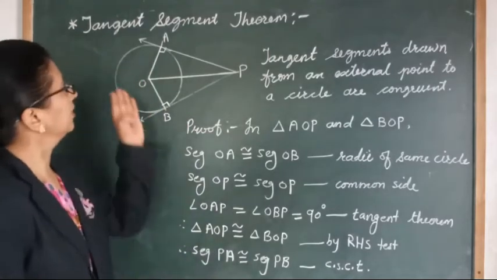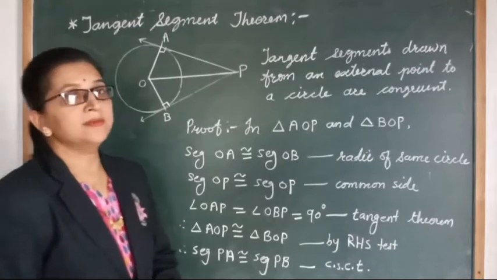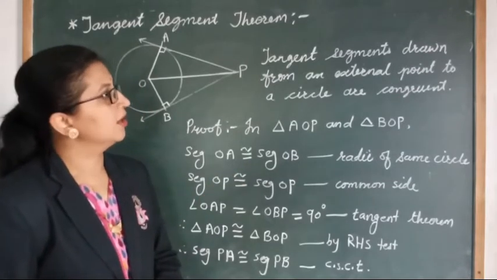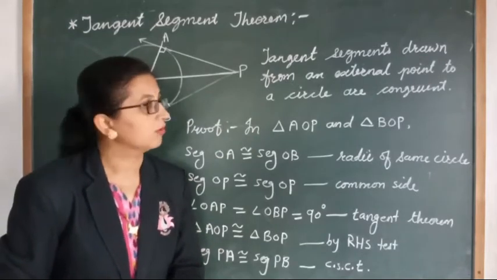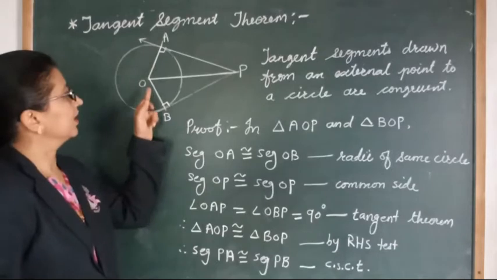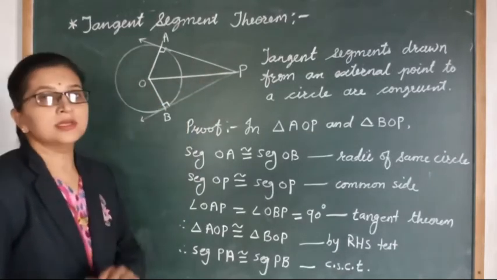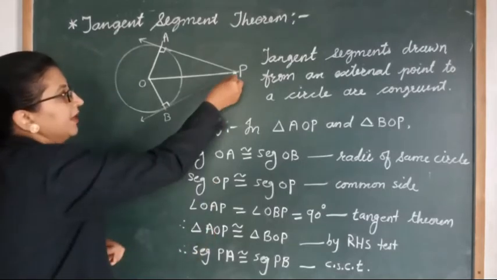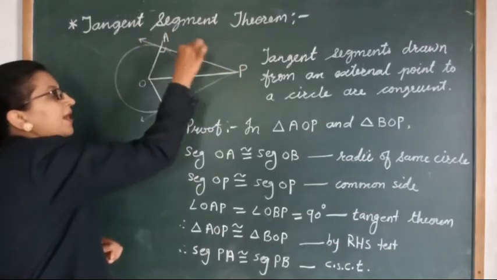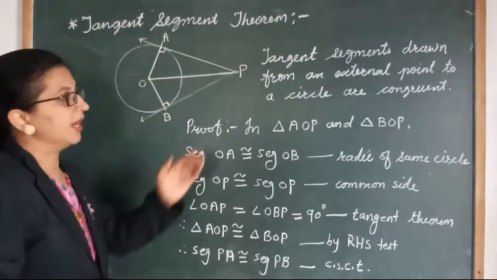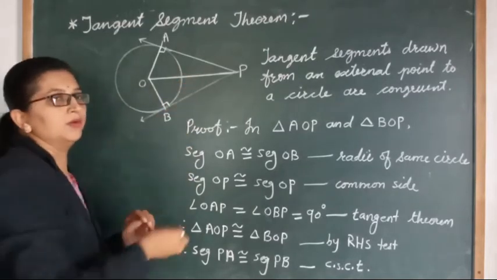Here our theorem is the tangent segment theorem. The theorem states that tangent segments drawn from an external point to a circle are congruent. Here the circle with center O has a point P exterior to the circle, and from this point P there are two tangent segments, segment PA and segment PB. According to this theorem we have to prove that PA is congruent to PB.